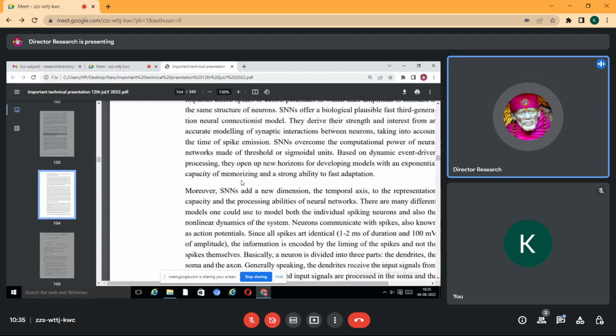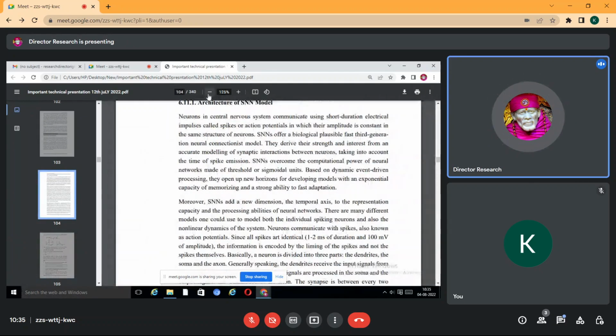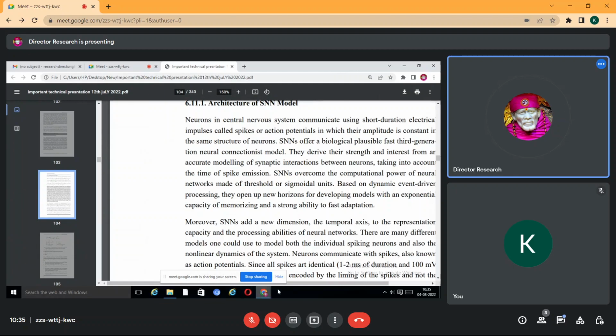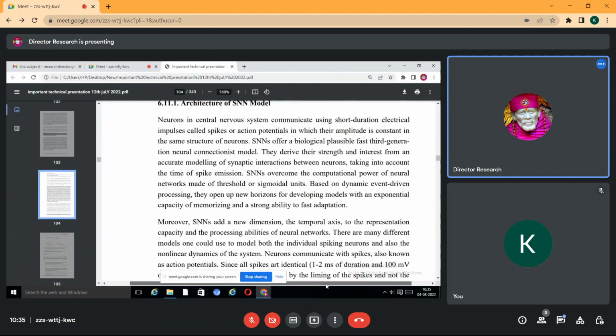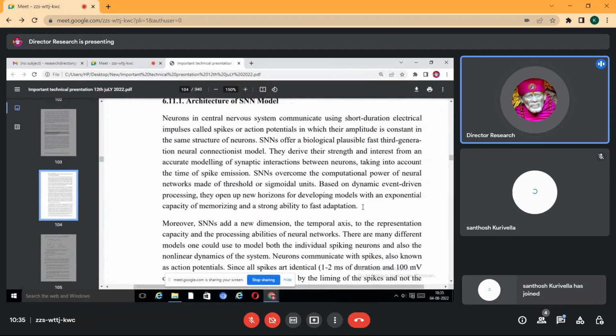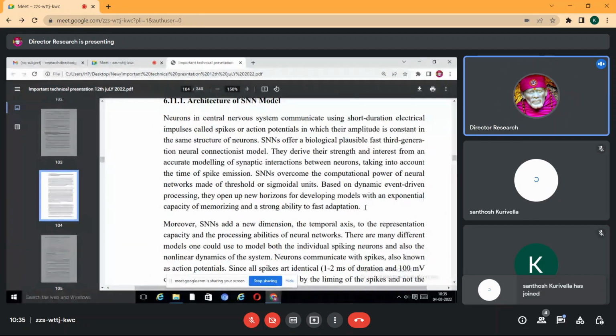Neurons in the central nervous system communicate using short duration electrical impulses called spikes or action potentials, in which their amplitude is constant in the same structure of neurons. These offer a biological past, the third generation neural connectionist model.